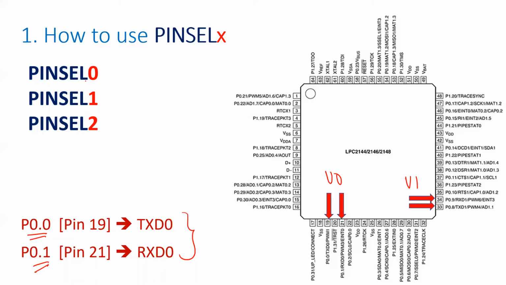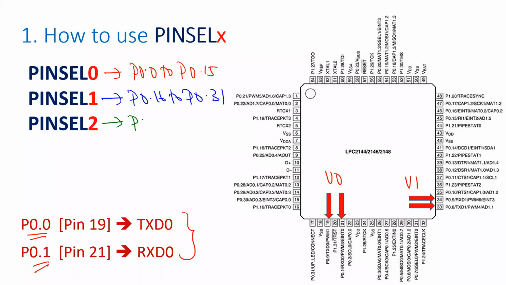We have to use pin select. So I told you yesterday, pin select 0 is controlling port 0.0 to port 0.15. So these 16 pins, each pin requires 2 bits. So 16 pins require 32 bits of pin select 0. And pin select 1 governs port 0.16 to port 0.31. So these 16 pins, the functionality is given with pin select 1. Pin select 2 controls the functionality of P1.16 to P1.30. So these are the 16 pins controlled by pin select.